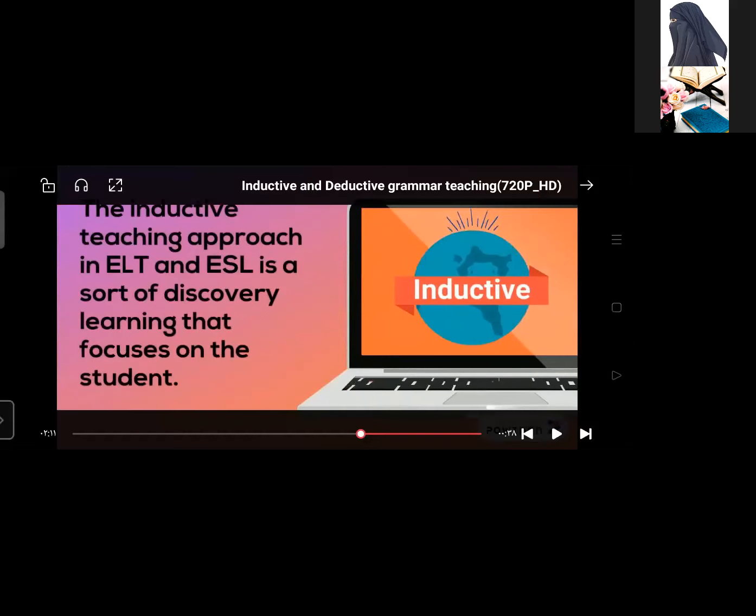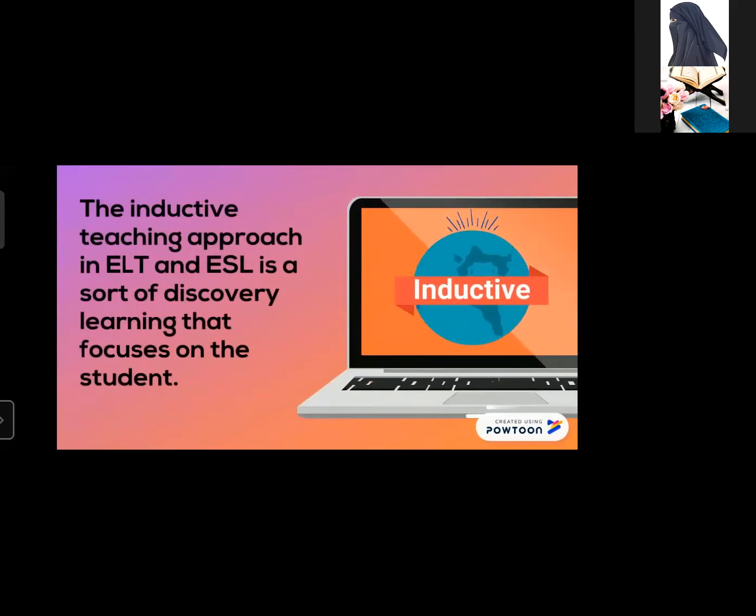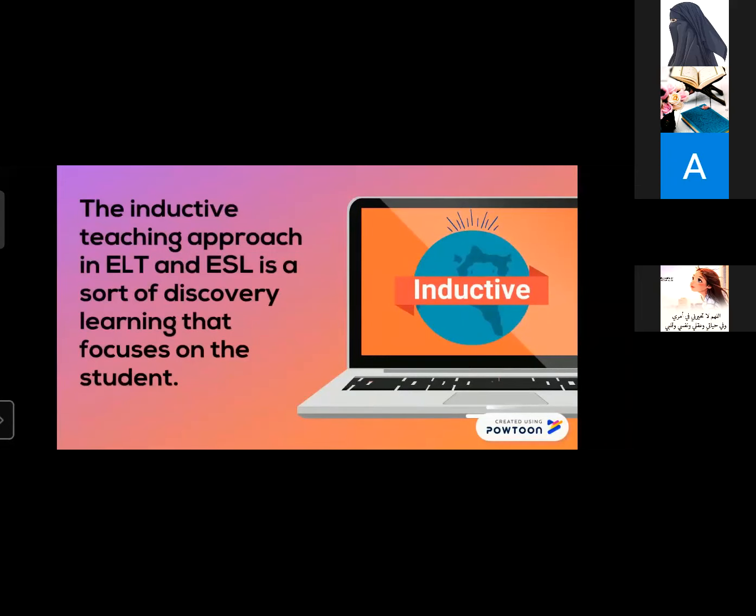So, what does the inductive approach focus on? Does it focus on the teacher or the learner? Students, yeah, the learner. And what sort of learning is it? It's a sort of discovery. And what do you mean by discovery? Who discovers the information, the teacher or the learner? The students, the learners. Yeah. So here, let's focus.